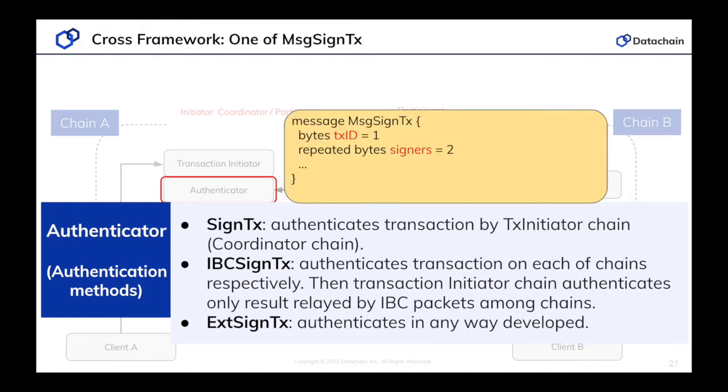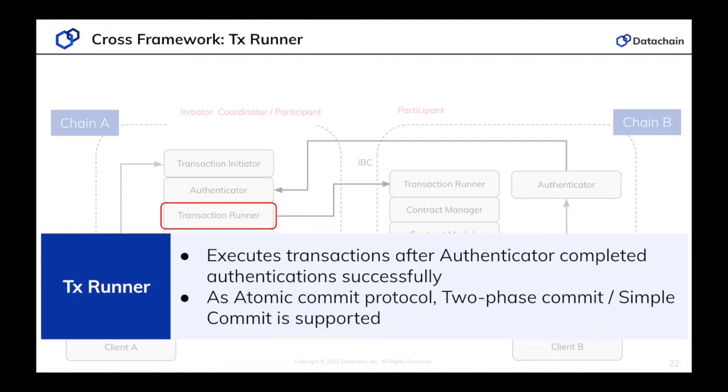This is one of the SignTX structures submitted by participants. SignTX includes TXID and signer. The TXID is generated by the TX initiator when InitiateTX is received. The TX runner executes transactions after the authenticator completes authentication successfully. As atomic commit protocol, two-phase commit and simple commit are supported.